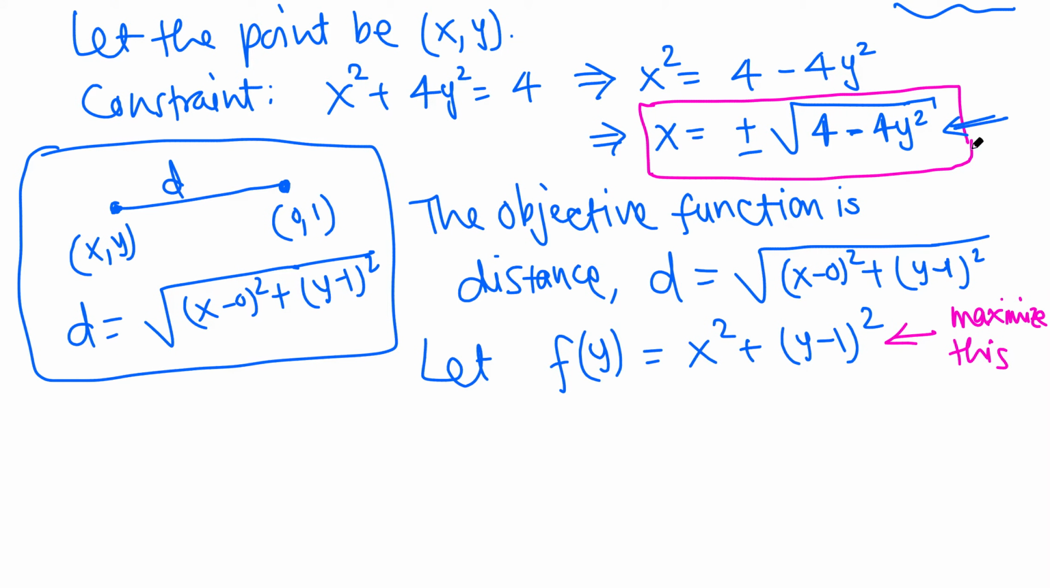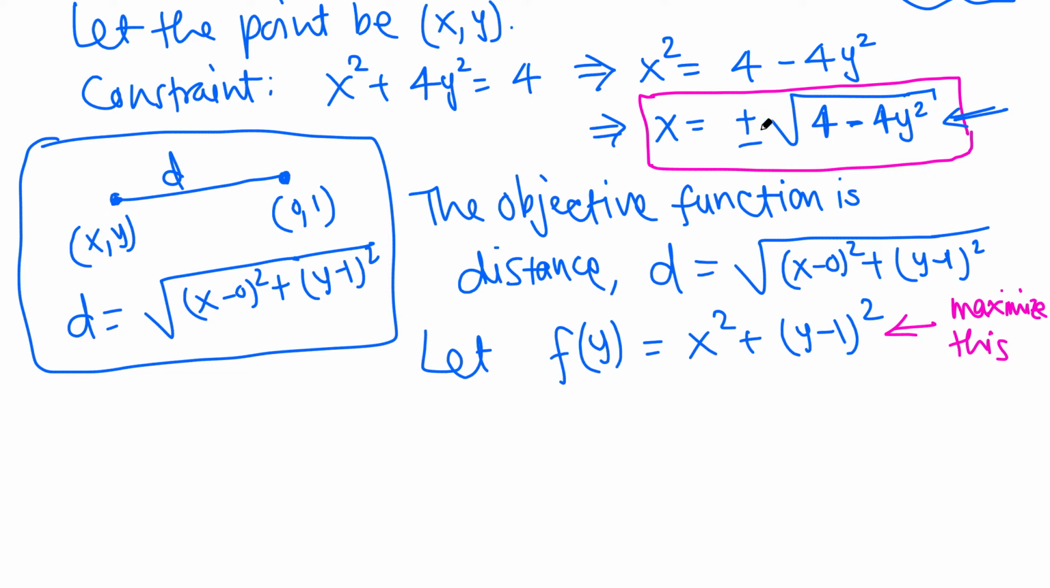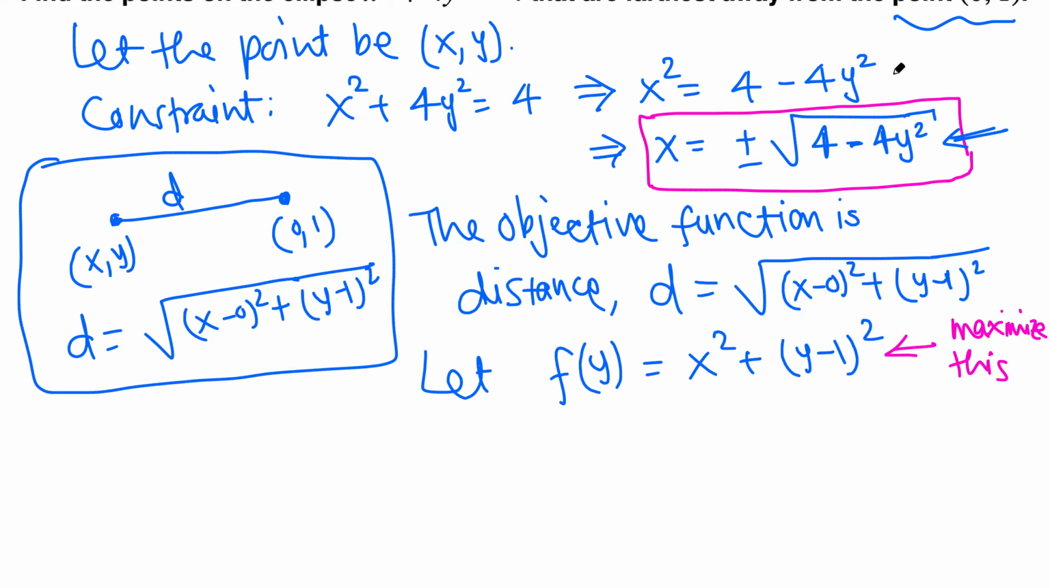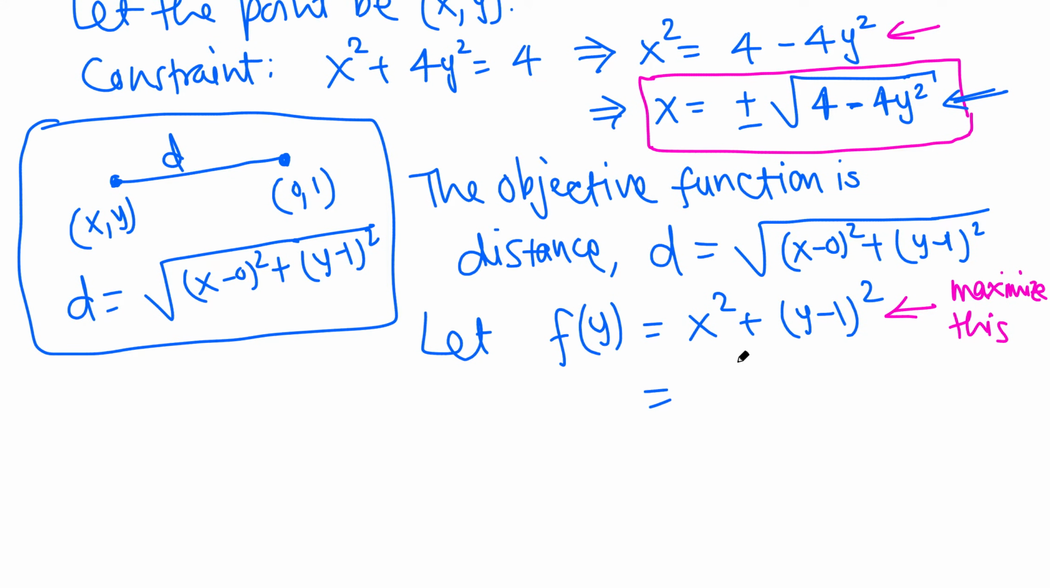Now looking at the constraint, we can replace x square. In fact, we can replace from here, or this is x square, we can go from there as well, same thing. If we square both sides, then plus minus will be plus and the square root will be gone, so 4 minus 4y square. So this one is x square is given from here, 4 minus 4y square plus, if you want we can simplify this, okay?